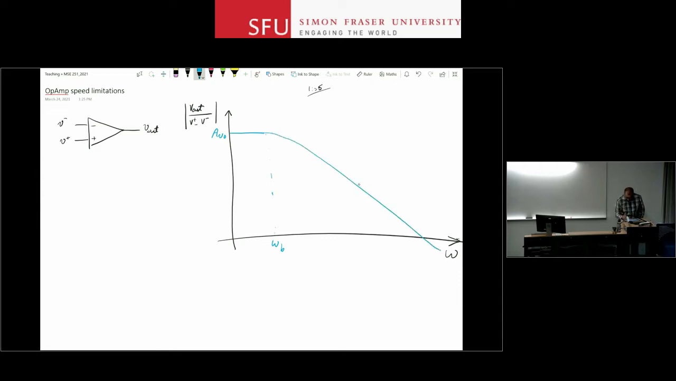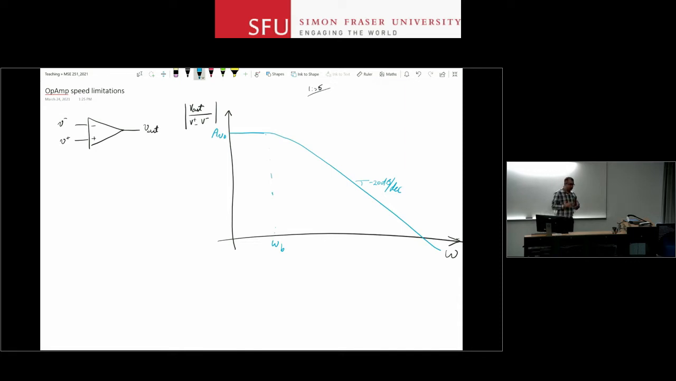If you look at how fast it drops, it's about minus 20 dB per decade, meaning that for each decade of increase in frequency, the signal amplitude drops by a factor of 10, right? So let's say at 100 hertz, the gain is 100,000. At 1 kilohertz, 1 decade higher in frequency, the gain goes from 100,000 to 10,000, right?